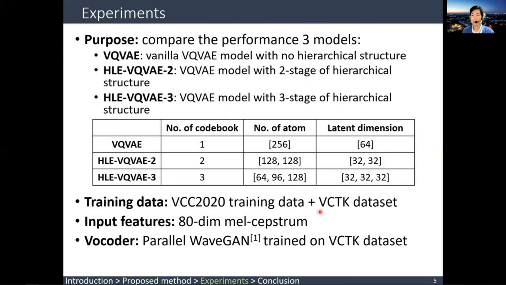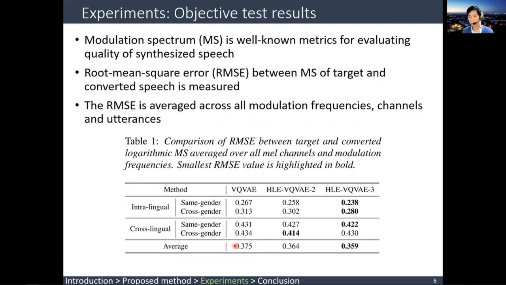And we conduct an experiment to compare the performance of three models. The baseline model is the VQ-VAE model without the hierarchical structure, and our proposed model with two stages and three stages of hierarchical structure. For training data, we use the Voice Conversion Challenge training data and the VCTK dataset. We use the 80-dimensional mel spectrogram for the input features, and we use Parallel WaveGAN to reconstruct the waveform.